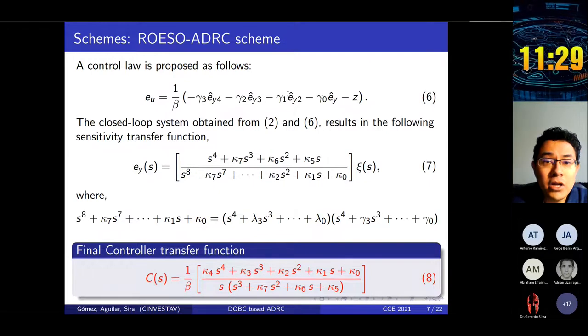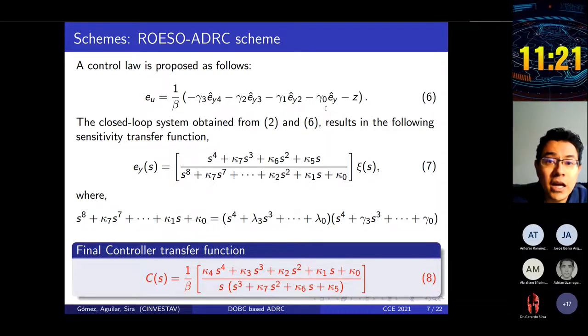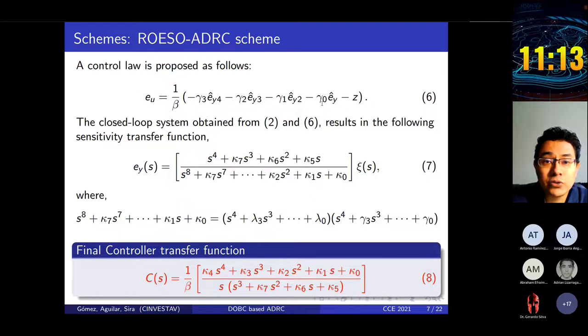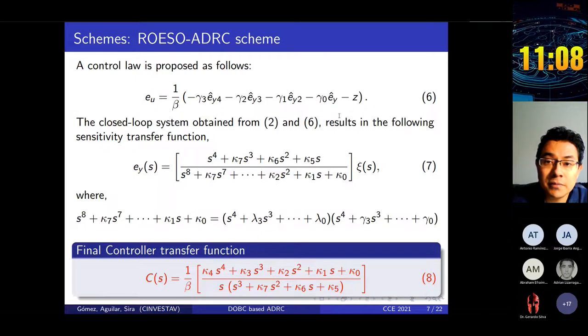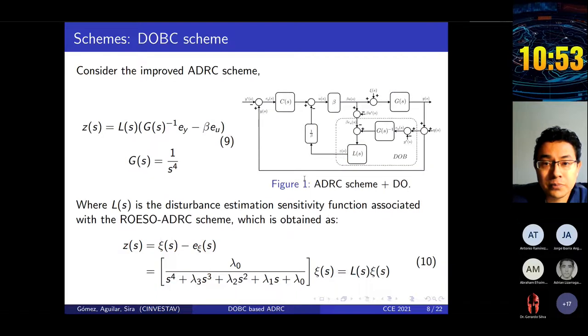Now, if we propose a control law from the estimated state and using a direct cancellation of the disturbance, and we close the loop, the sensitivity function presented in equation 7 is obtained. Finally, a controller in transfer function form is obtained as presented in equation 8. This transfer function embeds the observer and the controller calculated previously. It's important to mention that the closed-loop characteristic polynomial is obtained respecting the separation principle.